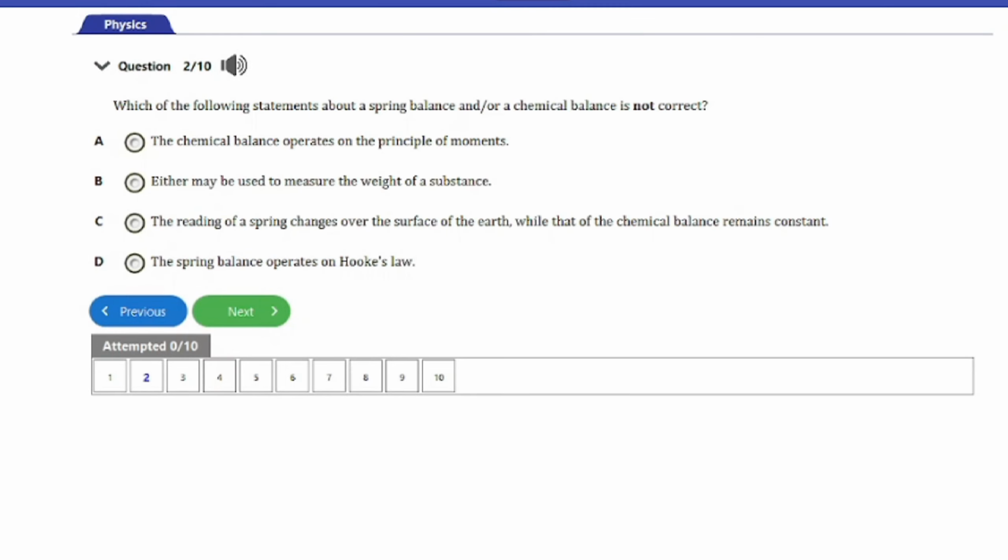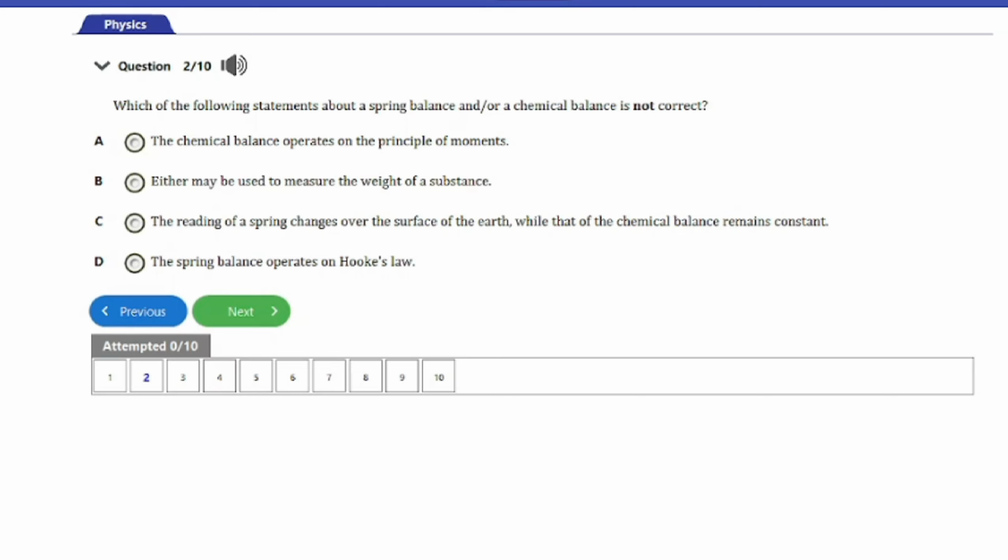So guys, the next question here is question number 2. It says, which of the following statements about a spring balance and or a chemical balance is not correct? A. The chemical balance operates on the principle of moments. B. Either may be used to measure the weight of a substance. C. The reading of a spring balance changes over the surface of the earth, while that of the chemical balance remains constant. D. The spring balance operates on Hooke's law.